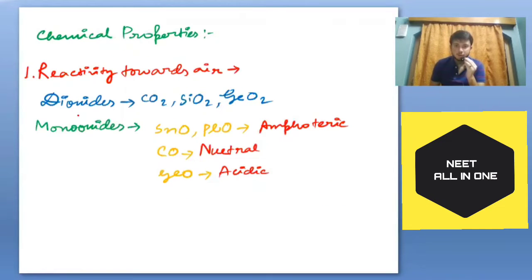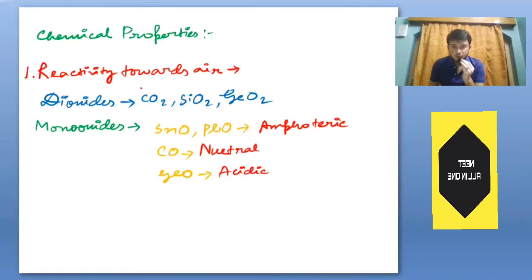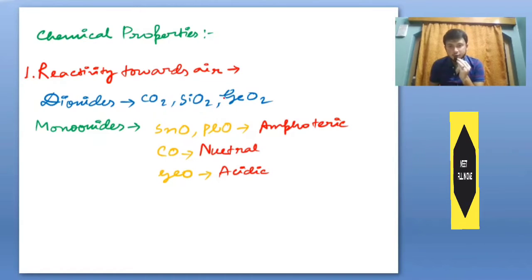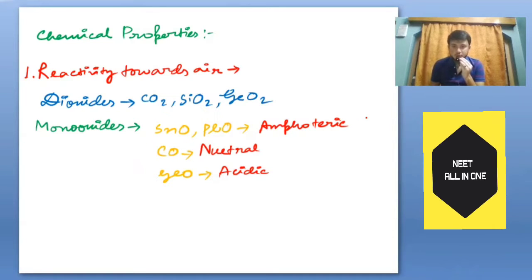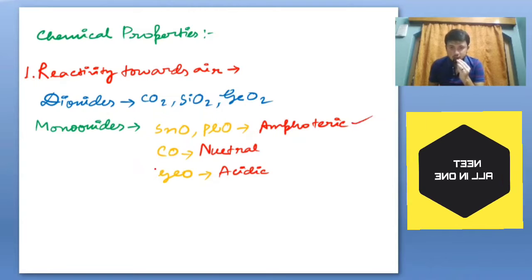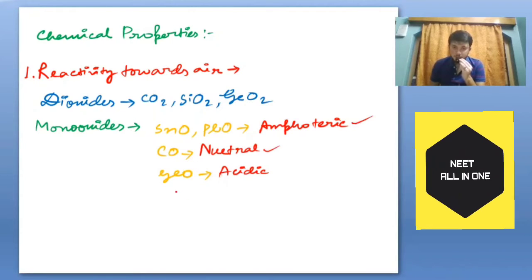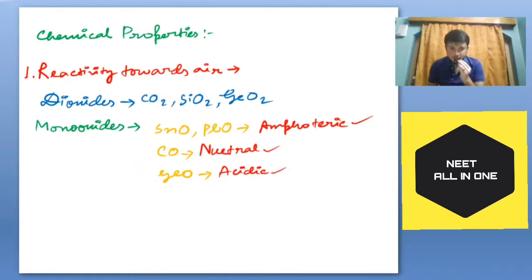Okay, chemical properties. Reactivity towards air: dioxides are formed, that is CO2, SiO2, GeO2. Then there are monoxides, that is SnO, which is amphoteric in nature. CO is neutral here, and GeO is acidic.